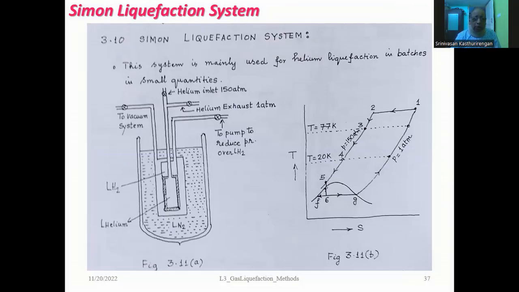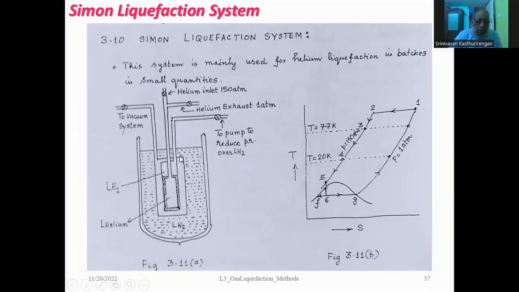Next, I am going to discuss another important liquefaction system developed by Simon. This is useful for liquefying small quantities of helium, a batch liquefaction of helium. This is known as the Simon liquefaction system. What is the Simon liquefaction system? It consists of a thick-walled metallic container through which helium can be filled inside. Helium can be filled into this container.